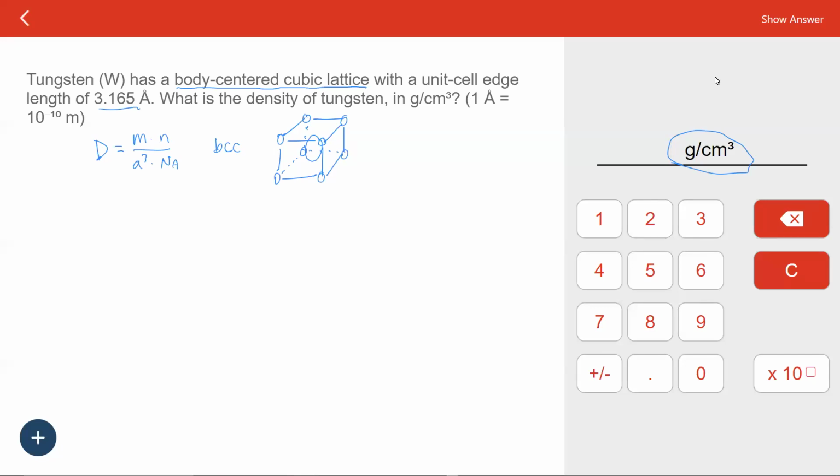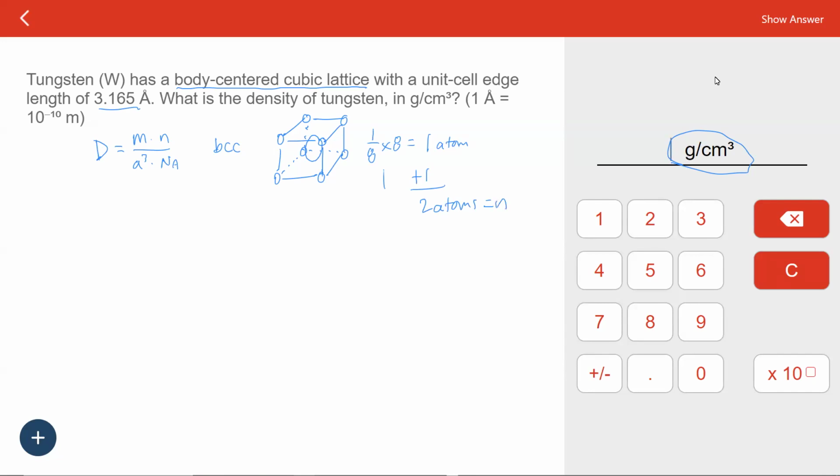So if we count our atoms, we have 1/8 of 8 atoms. So that's one total atom. And then we have one in the middle. So plus one. So we have 2 atoms total, and that's equal to n that we'll plug in.